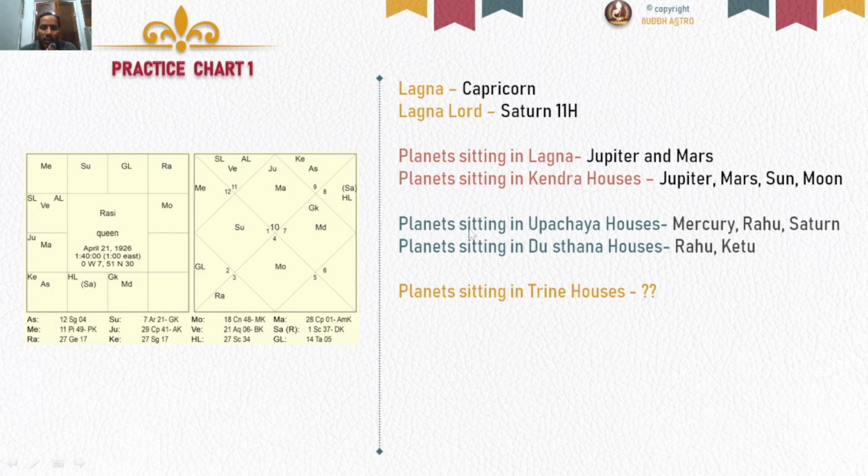Now, what are the planets which are sitting in the Upchaya houses? What are the Upchaya houses? 3, 6, 10, and 11 house. First, you see the third house. This is the third house. Here the ME is written, Mercury.